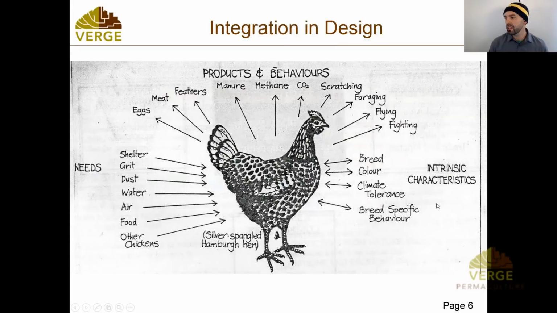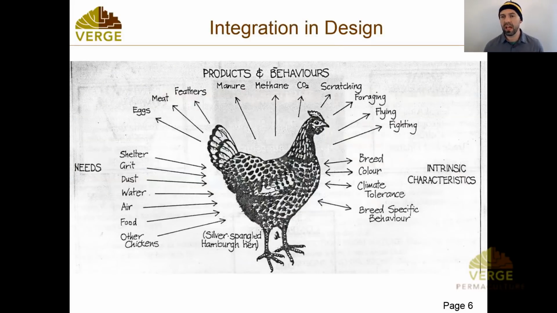And then its intrinsic characteristics, now this is specifically for a chicken, are the things that are specific to its specific breed. So is it cold tolerant? Is it rain resistant? Like some chicken feathers are more resistant to rain than others. Some work better in wet climates than in dry climates. There are intrinsic things that different breeds have and bring to the table, and we want to understand what those are.